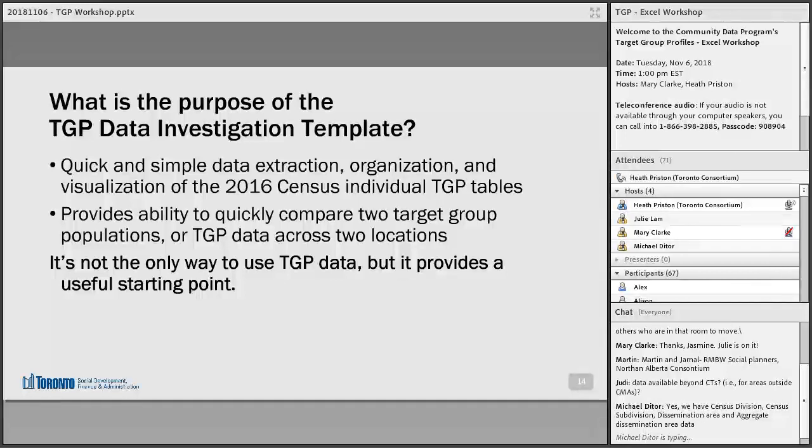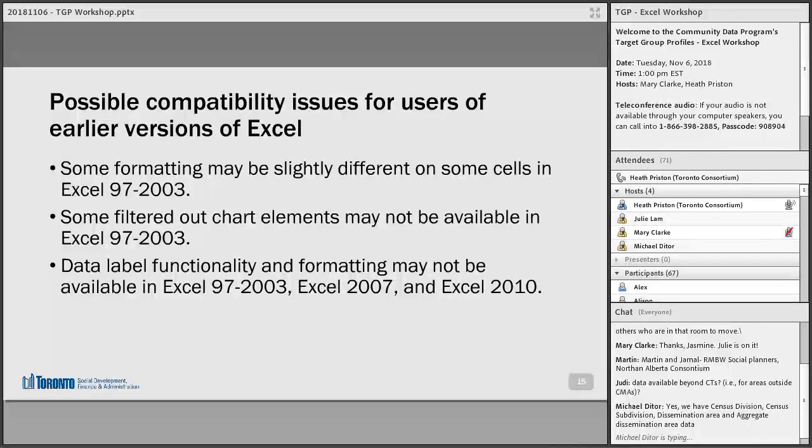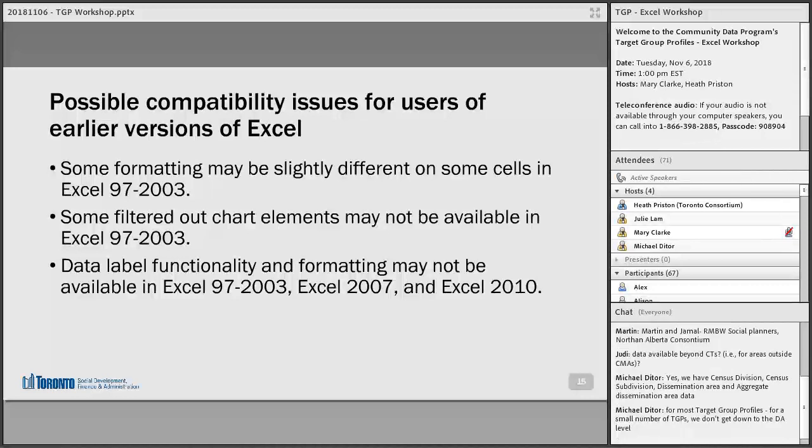So let's see. The template itself, there's just a couple of things I want to mention before I jump right into the demonstration here. What's the point of the tool? Really, it's about being able to quickly and simply extract data from the IVT files, which aren't necessarily all that user-friendly, and also to some degree organized for the convenience of extraction. You'll see a bit when we have a look at the tables as well. And so to pull the data out of that and organize it in a way that is a bit more easily accessible, is more consistent with the way Statistics Canada usually presents its profile data, and then also to provide some quick visualizations that allow for some quick comparison, either between two target group populations or a target group data across two locations. As I said before, it's not the only way to use the TGP data, but it's a really useful starting point, I hope.